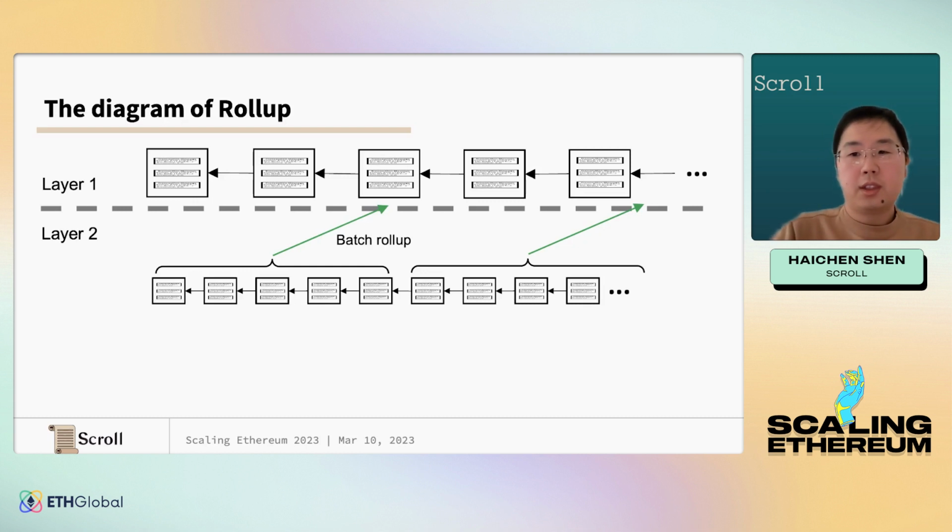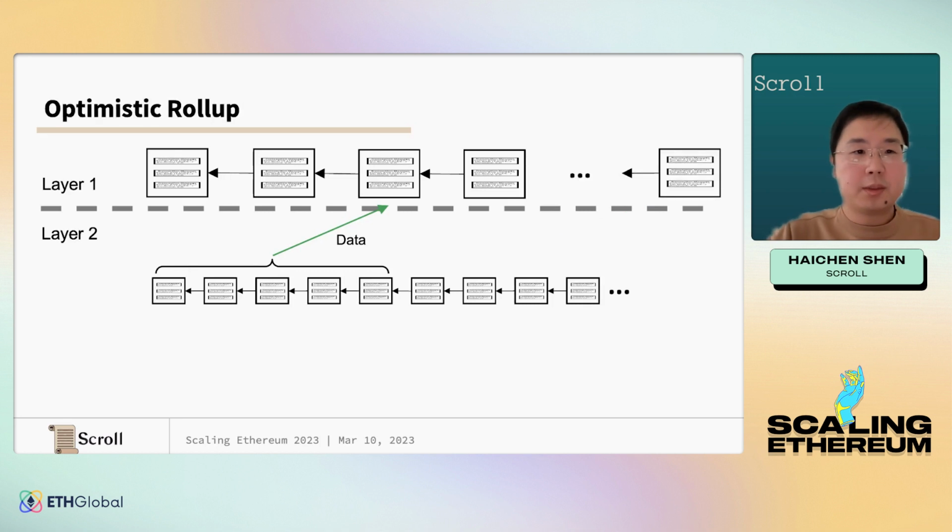The requirement for a rollup to be a rollup is that users can recover the latest state root on layer 2 purely relying on the data stored on layer 1. And there are two types of rollups right now. One is the optimistic Rollup and the other is the zkRollup. So I'll first give some intro about what the optimistic Rollup is.